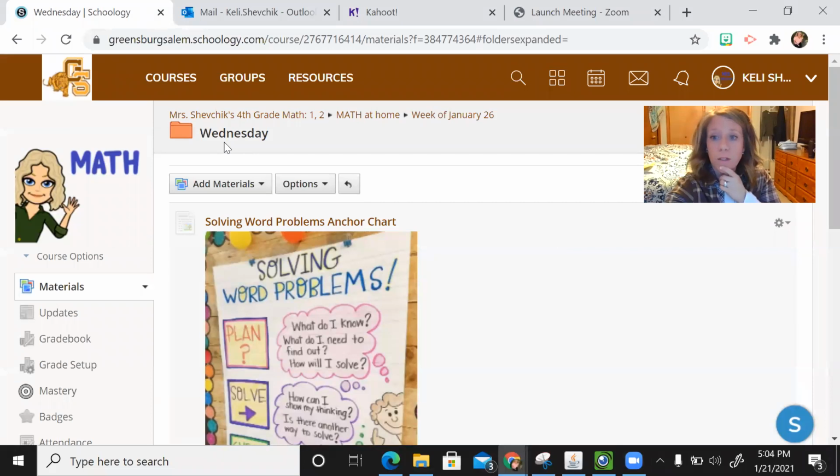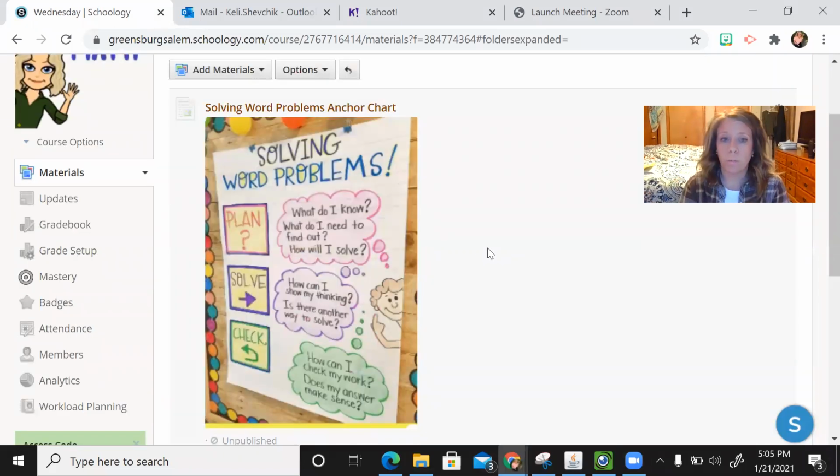I'm in the Wednesday folder, and the first thing I see is an anchor chart for you to refer to. The title of it is Solving Word Problems. Ever since the beginning of this school year, every time we see a word problem, we follow the same steps. Number one, read the whole way through. Number two, then we go back and highlight the important words. Number three, we look at what we know and what we need to find out. That's all part of preparing and planning.